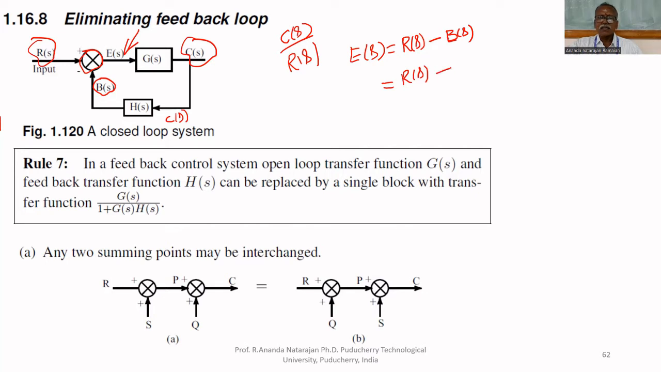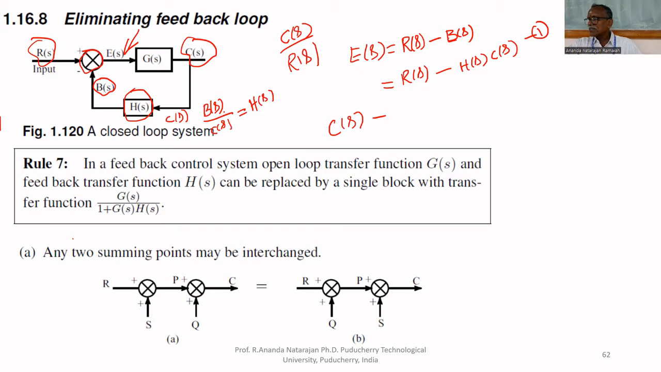That's why we can write B of s equal to H of s, C of s. Can I write like that? What is the transfer function for this block? Output by input. What is the output? B of s. What is the input? C of s. The transfer function is H of s. That is the definition of transfer function.